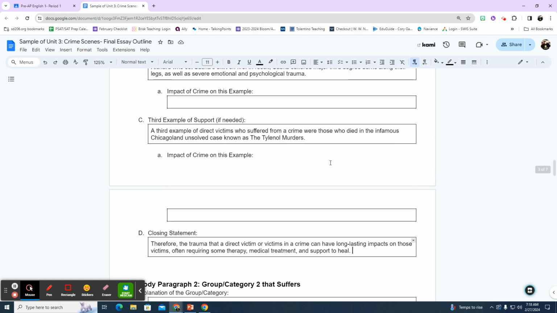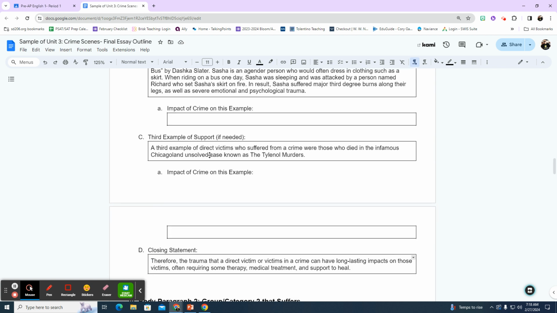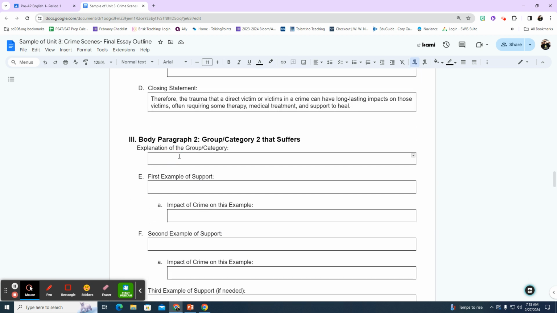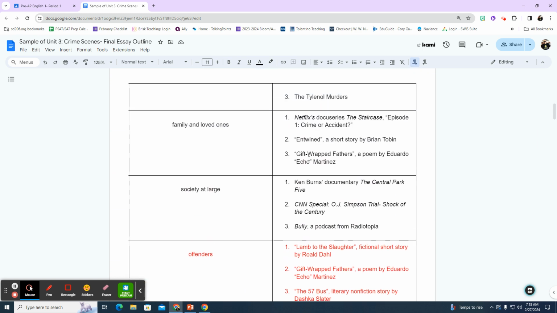Okay, so if you're back, your first paragraph should now be completely outlined for your first group, which means you are now ready. All these boxes should be filled, which means you're now ready to move to your second body paragraph, right? And of course, your second body paragraph is your second group that suffers. So you go back up to your little chart up here. My second group that suffers is my family and loved ones.